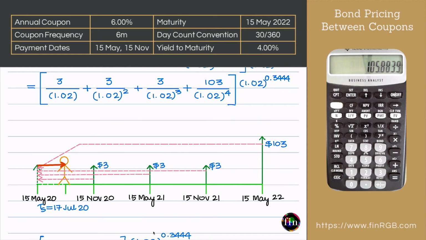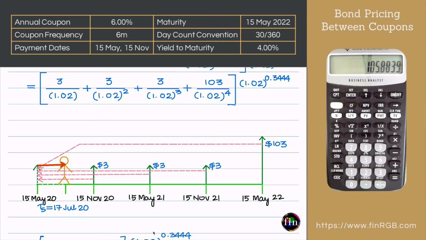Okay. So in this method, again, I am following a 2-step process. In step 1, I am calculating the total value, the theoretical value of this bond as of the evening of 15th May 2020, which was my previous coupon date. That's my step 1. And in step 2, I am multiplying that value by a capitalization factor appropriate for this period, and therefore bringing that value to today, my settlement date, which is 17 July 2020. Okay, so let's do this.